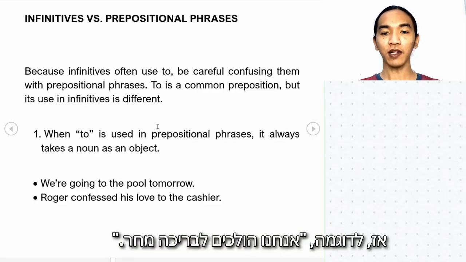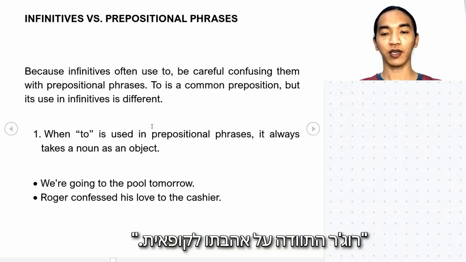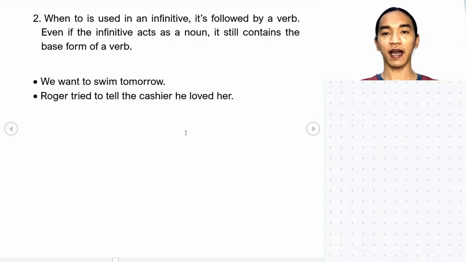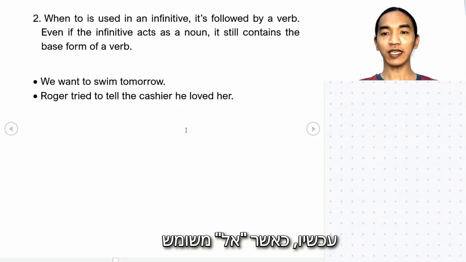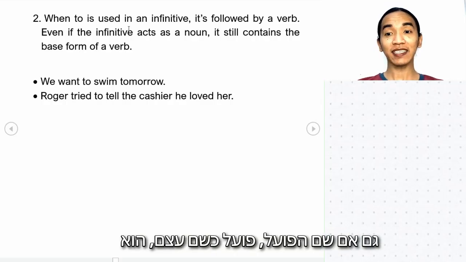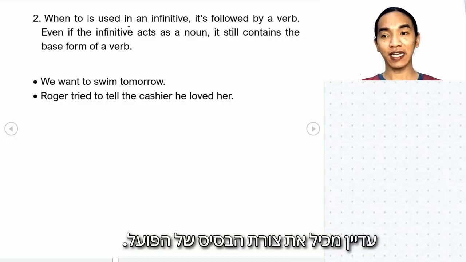For example, we're going to the pool tomorrow. Roger confessed his love to the cashier. Here, this is a prepositional phrase using to. Now, when to is used in an infinitive, it's followed by a verb. Even if the infinitive acts as a noun, it still contains the base form of the verb.